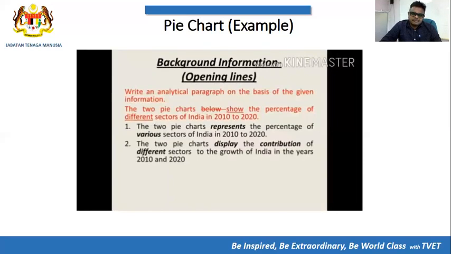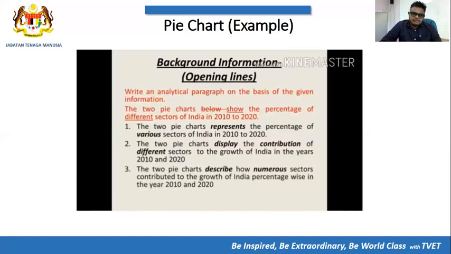Now here we have one more opening line. If you want to write, you can also write in this way. Again the same sentence, but what we have changed? Display. What we have given the word display. We have just tried to change the word show to display. And here we also added contribution in the place of percentage. And again we have used the same word different.